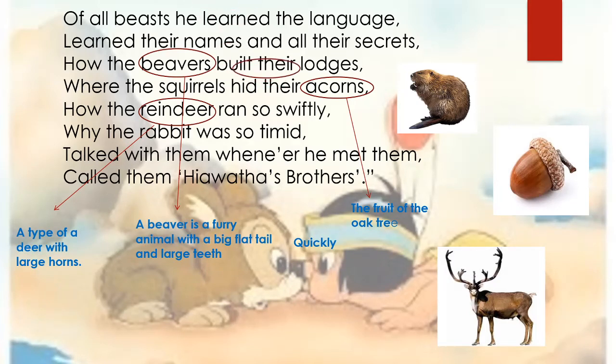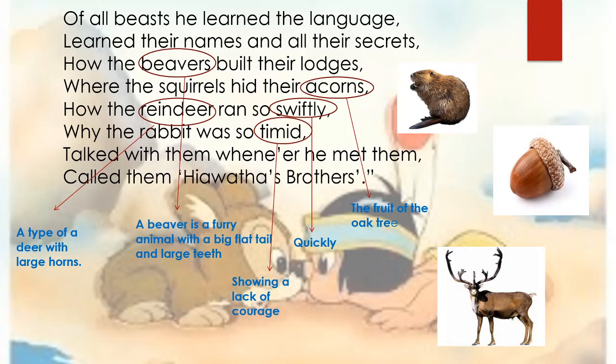Swiftly means quickly. Why was the rabbit so timid? Timid means one who is not at all brave, showing lack of courage. You must have seen a rabbit. They are very afraid. They get afraid very easily. If you touch them, they get afraid.